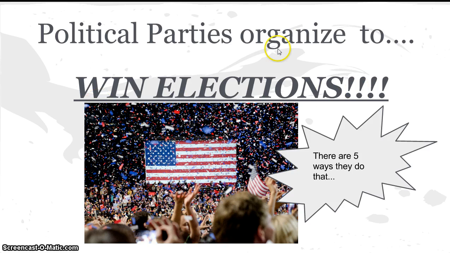Democrats want a Democratic president. Democrats want Democratic senators and representatives and mayors and governors. And so they organize themselves into these parties to give them an edge and help them win elections. So this is the biggest thing, is winning elections. And how political parties organize to do that, there's about 5 different ways, and we're going to talk about these 5 different ways. These are the things that are really important for you to put in your notes.